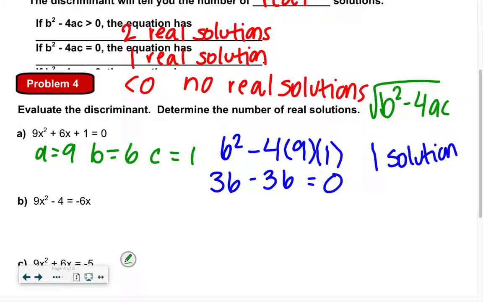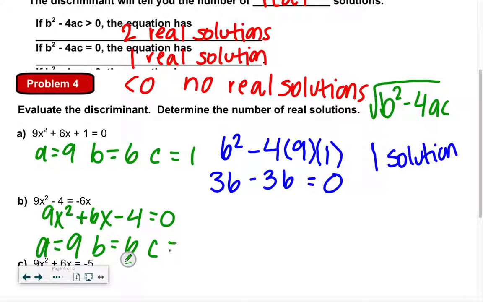Okay, B, let's get it in our standard form. 9x squared plus 6x minus 4 equals 0. What's my A? 9. My B is? And my C is? B squared is how much? 6 squared. Minus 4 times my A is 9. C is negative 4.